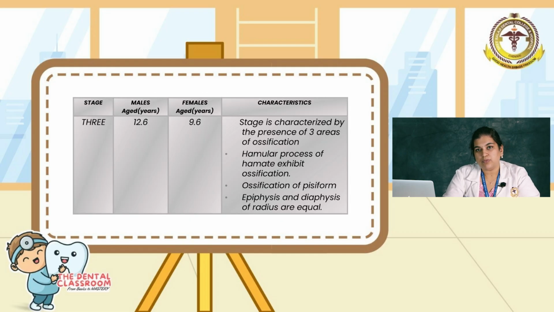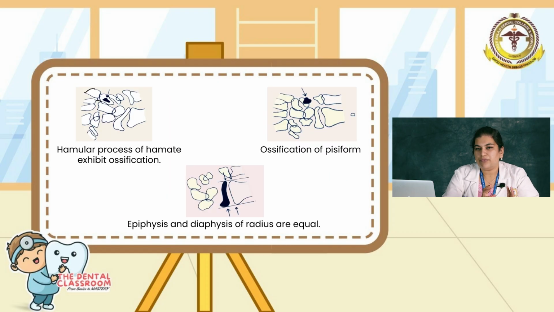Then comes stage 3, which is around the ages of 12 for males and 9 to 10 for females. There are a few important points at this stage, 3 areas. One is that the hamular process of the hamate exhibits ossification, the hamate being a carpal bone. The second is the ossification of the pisiform, which is also a carpal. And the last one is that the epiphysis and the diaphysis of the radius, which is another long bone, are equal. So we've seen stage 1 with the index finger, stage 2 with the middle finger, and stage 3 with the thumb.